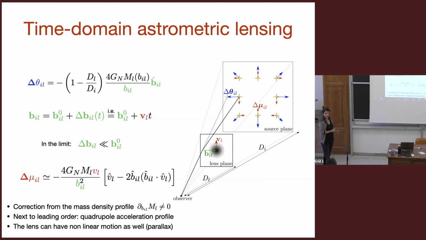So the only velocity that matters is the one in the lens plane? Yeah, it's the relative velocity between the lens and the observer and the background stars. Okay, because the stars are so far that you don't... Exactly. So there is also a term which is the velocity of the stars, but it's multiplied by the distance of the lens over the distance of the stars.